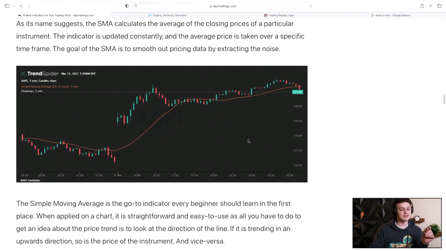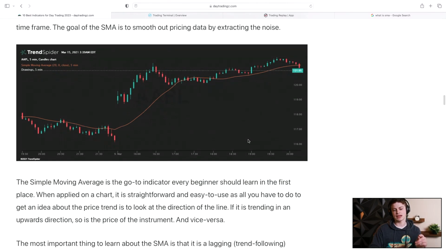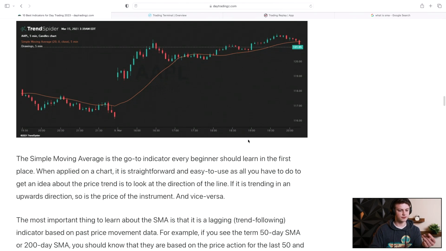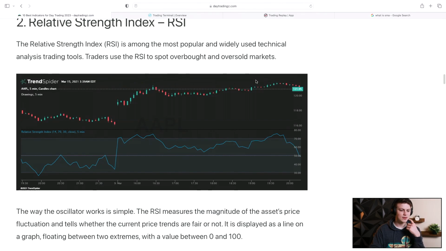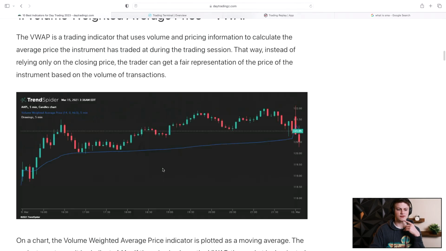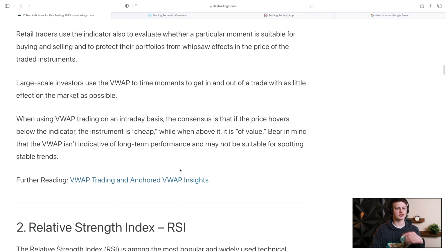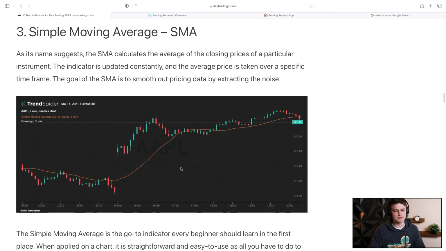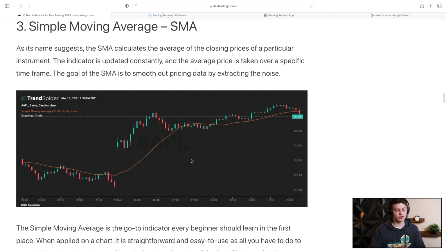Anyway, the simple moving average is the go-to indicator every beginner should learn in the first place. When applied on a chart, it is straightforward and easy to use. So the SMA is actually overlaid over the charts. Unlike yesterday, when we looked at the RSI, which is a separate graph, and then the VWAP is also overlaid over the chart. So the SMA, the simple moving average, is very simple, right? The goal of the SMA is to smooth out pricing data by extracting the noise.